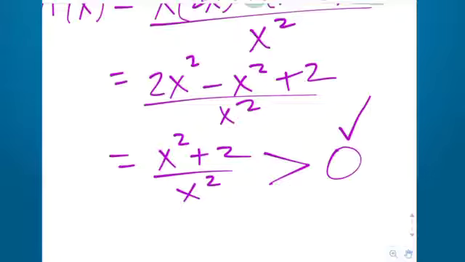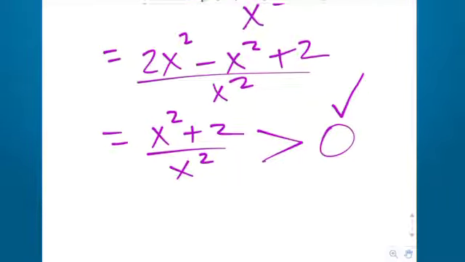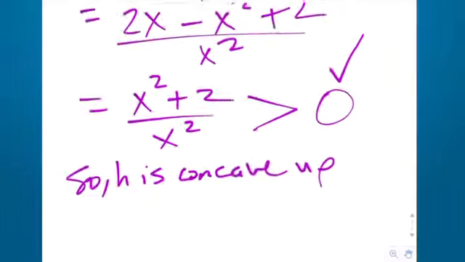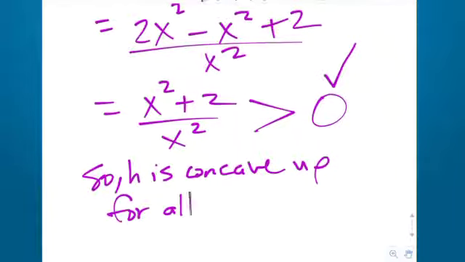Always, except when x is 0. There it is again. Wow. So now you can say greater than 0. So h is concave up for all x not equal to 0. And if you forgot to add that little piece there, you did not get the check for that.